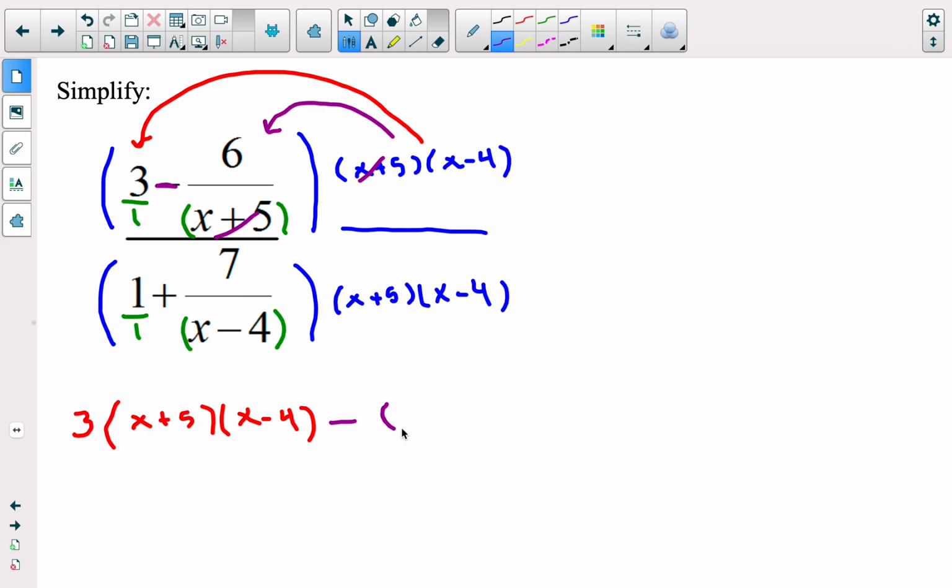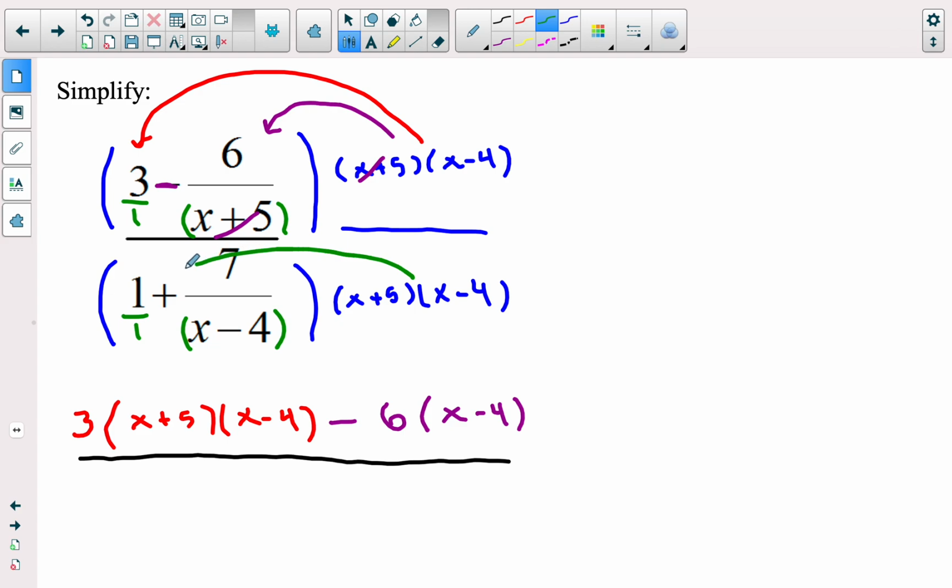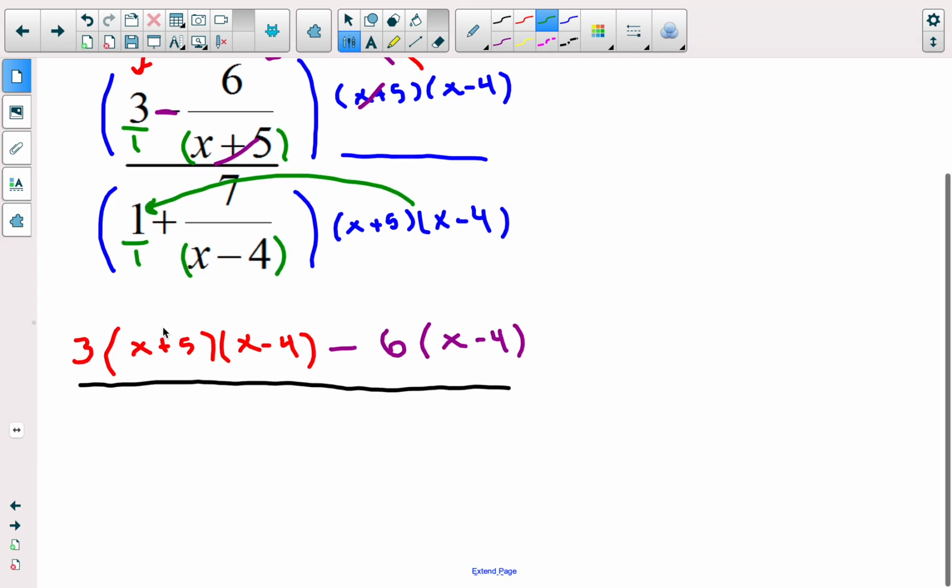So now I have 6 times the quantity x minus 4. And this is our new numerator. No fractions. Okay, moving on. Then I'm going to work in the denominator. So I'm going to, again, multiply this whole thing to the 1. Nothing simplifies, so now I'm with x plus 5, x minus 4. I do have an addition, so I'm going to start my addition, plus, and then I'm going to distribute again.